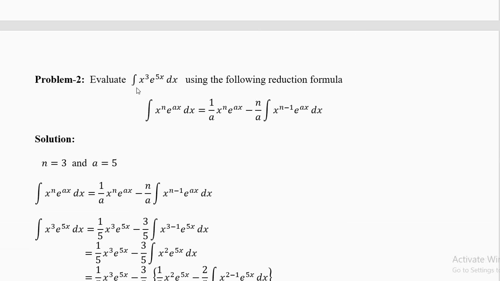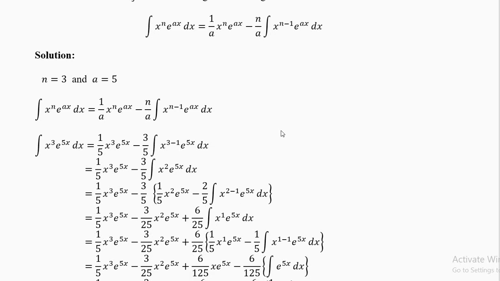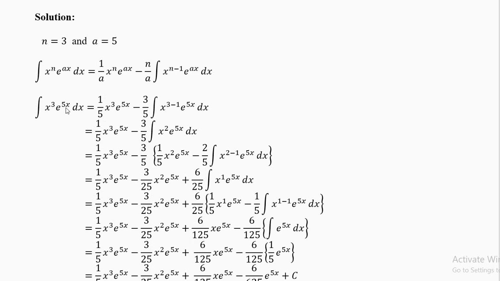Now evaluate x power 3 e power 5x. We are using the same reduction formula as the last question. Here the power is 3 and a equal to 5. Just note down n equal to 3, a equal to 5. If you want to write it down, right. Otherwise, directly put it in the answer. You have x power 3 e power 5x, 1 over a. So it is 1 over 5 x power 3 e power 5x. Minus n by a, you will get minus 3 by 5. You will get integral x power 3 minus 1 e power 5x. 3 minus 1 is 2. Now this is your algebraic part. Write it in many steps.